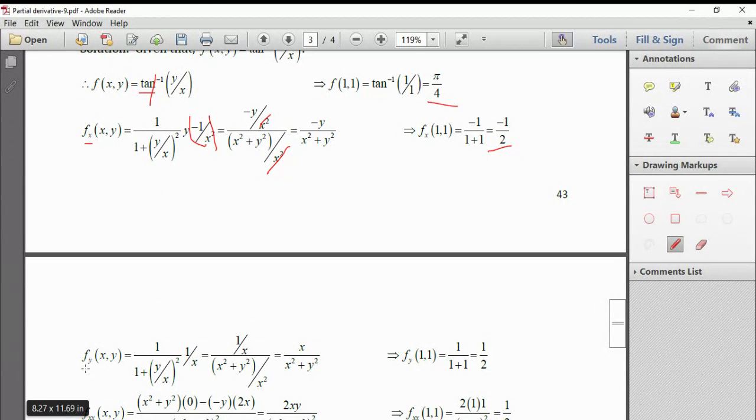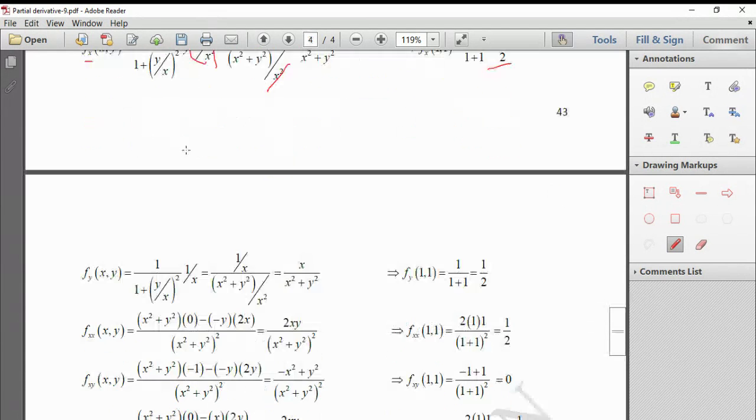But you are differentiating with respect to y. Therefore, 1 by x is constant. What is the derivative of y? 1 you will get. Now 1 by x comes in the numerator. Take LCM. You'll get x square plus y square divided by x square. The x gets cancelled. Now if you send this one to numerator, that becomes x by x square plus y square. Now substitute x equal to 1 and y equal to 1.